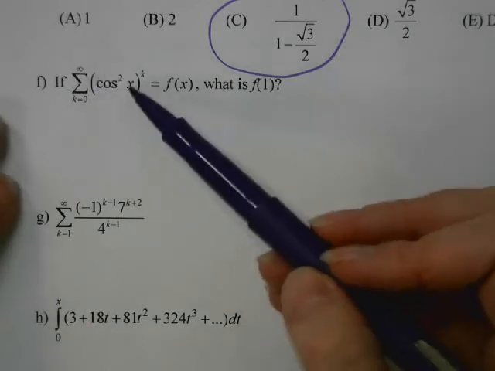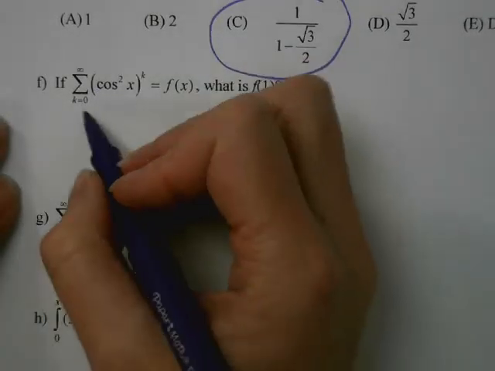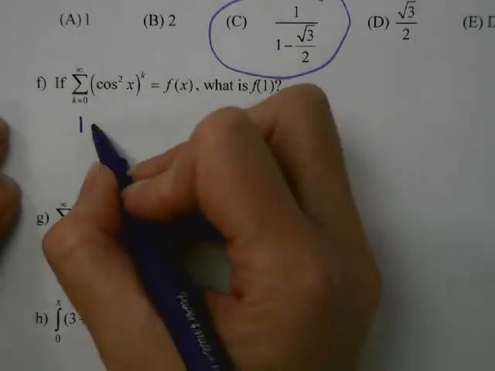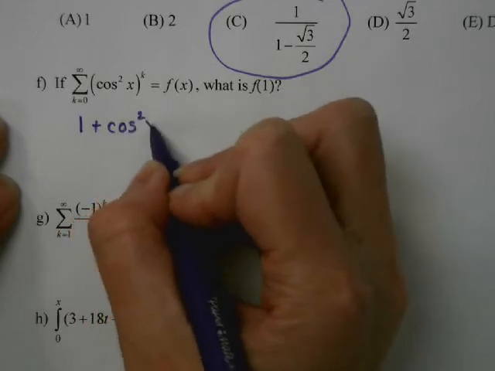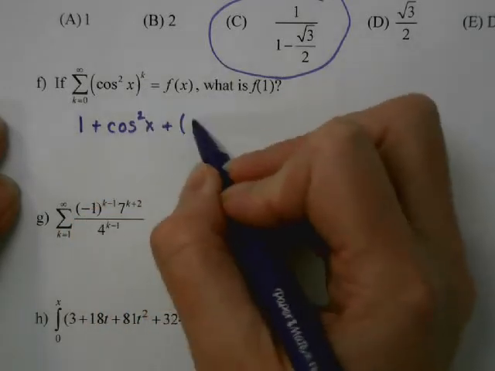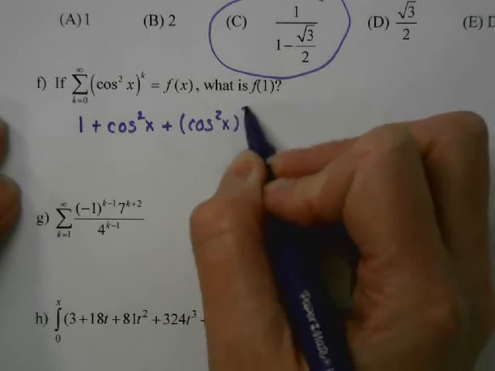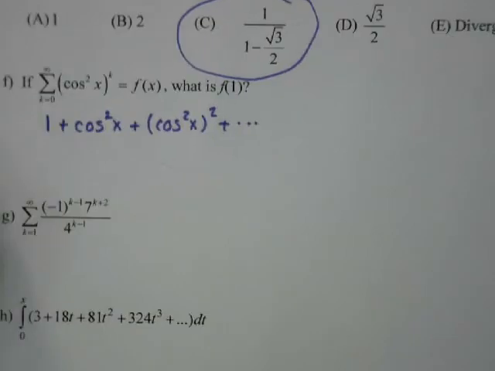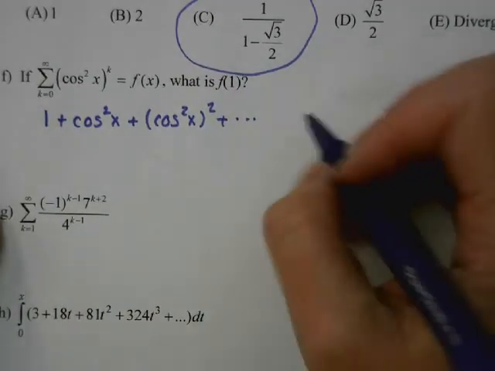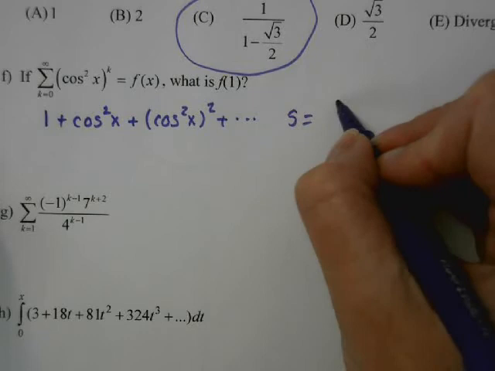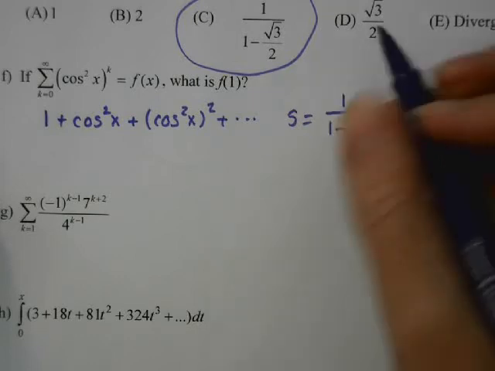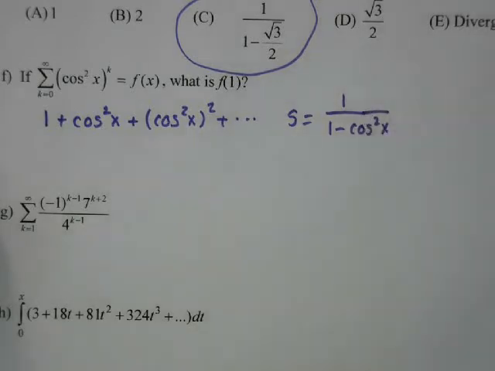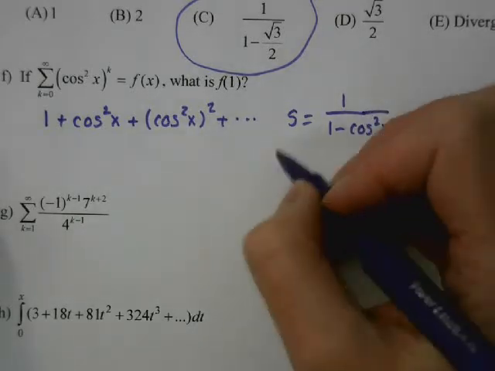Okay, we've got cosine squared to the k. So if I were to write this series out, starting at 0, we'll have 1. Then we're going to have cosine squared to the first power, cosine squared squared, and so on. So this is a geometric series. My a1 is 1 over 1 minus cosine squared, because that's my common ratio.